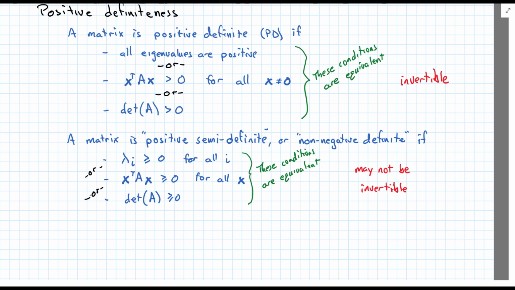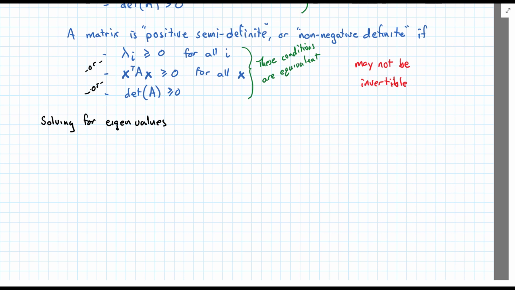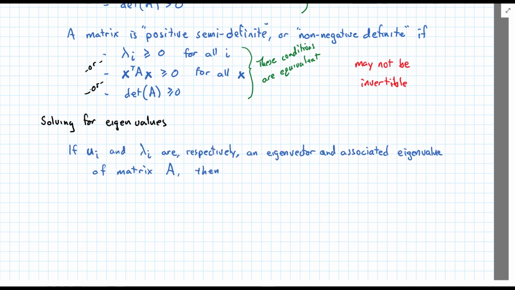Well, we can use these properties actually to figure out how to solve for our eigenvalues. It turns out, as I'd mentioned earlier in a previous lecture, the easiest way to solve for the eigenvalues is to use the eig function in MATLAB or Python. But sometimes it's helpful to know how to do this, especially if we're dealing with a small matrix, a 2 by 2 or something like that. So let's assume that we have u_i and lambda_i are respectively an eigenvector and the associated eigenvalue with that vector of matrix A.